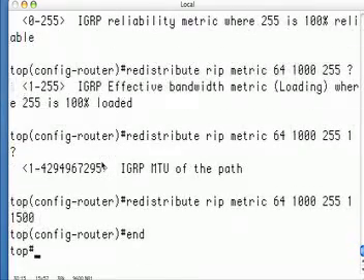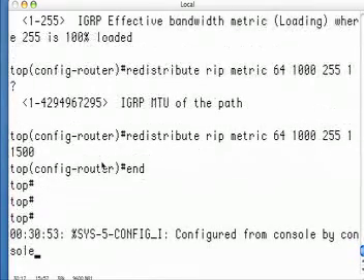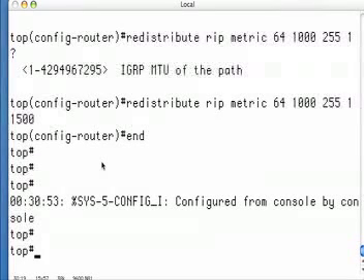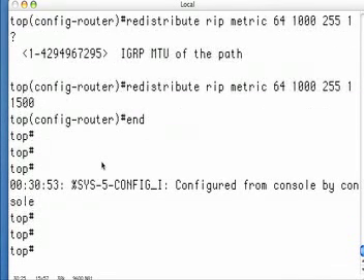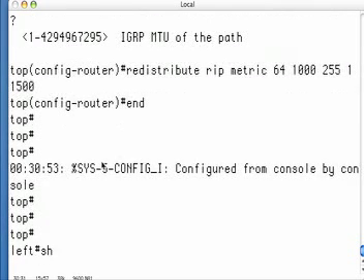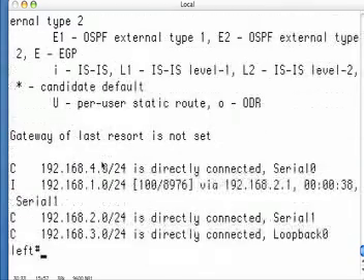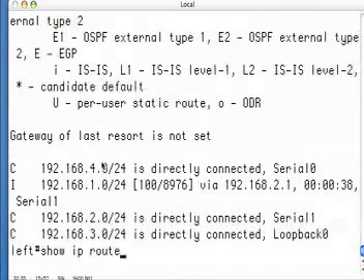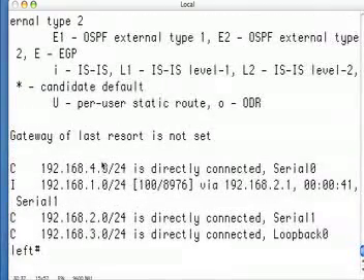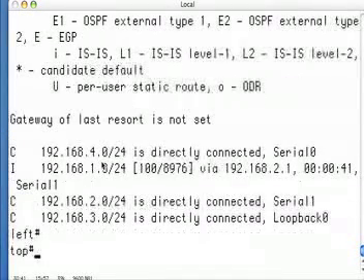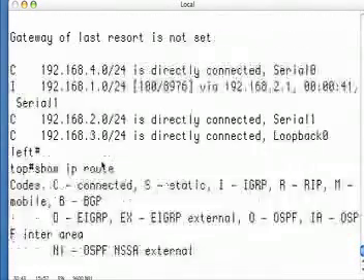Okay. So now we're redistributing IGRP into RIP. I'm sorry, we're redistributing RIP into IGRP. So now we are doing mutual redistribution. Let's go back to the left router, which is our pure IGRP router. Show IP route. And I'm not seeing it yet. Let's go back to the top router. Show IP route.